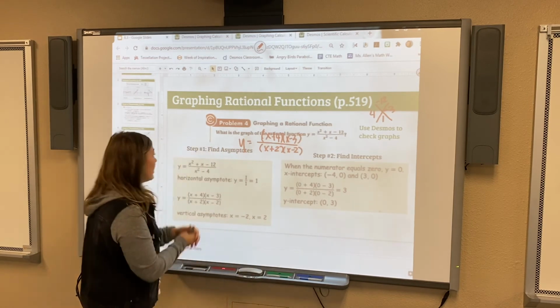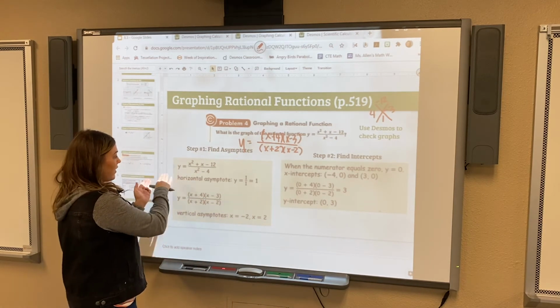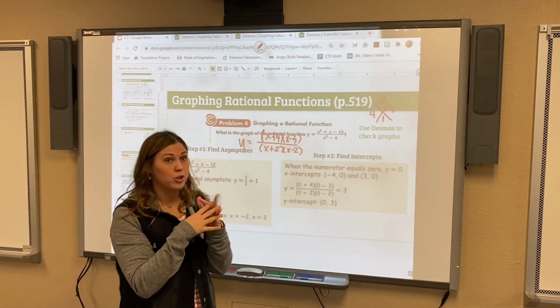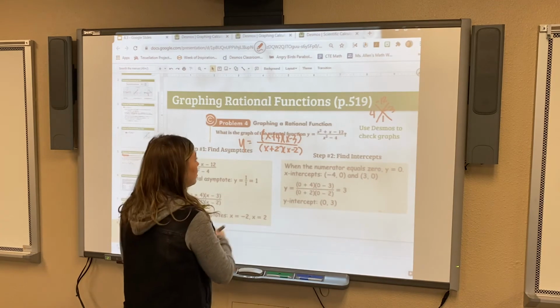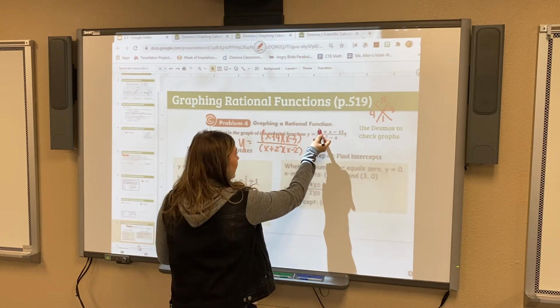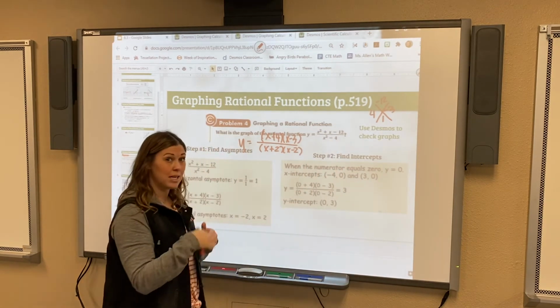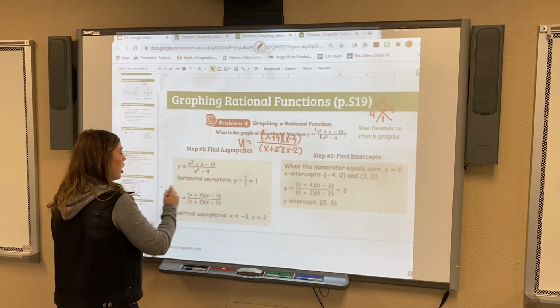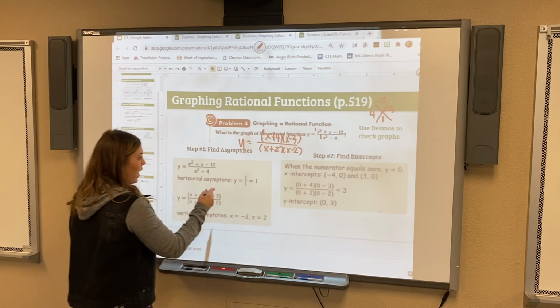Okay, so let's find our asymptotes. First, let's find our horizontal, left and right. With horizontal, you look at your degrees. So back to the originals where I'm going to look. So if you have x squared over x squared, those are the same degrees. So we look at the numbers out front. So 1 over 1. So our horizontal asymptote will be at y equals 1.